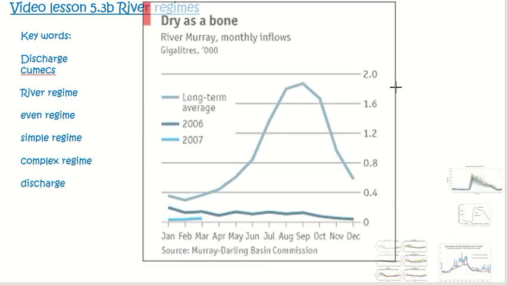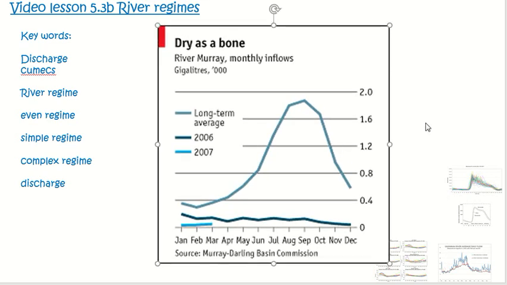This is an interesting one. The River Murray in Australia. If you look at this line, that shows the long-term average. It doesn't tell you how far it goes back time-wise, but you can see the Murray used to have a simple regime, and it used to increase in summer when it was receiving rainfall, but something's happened since the start of the 21st century.